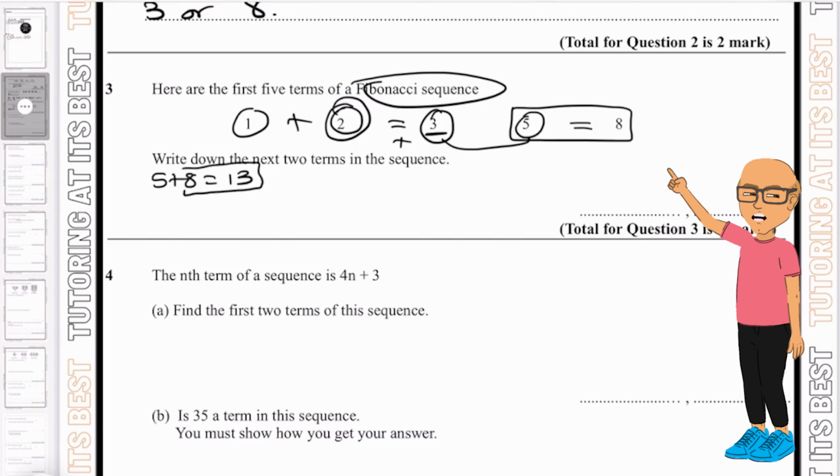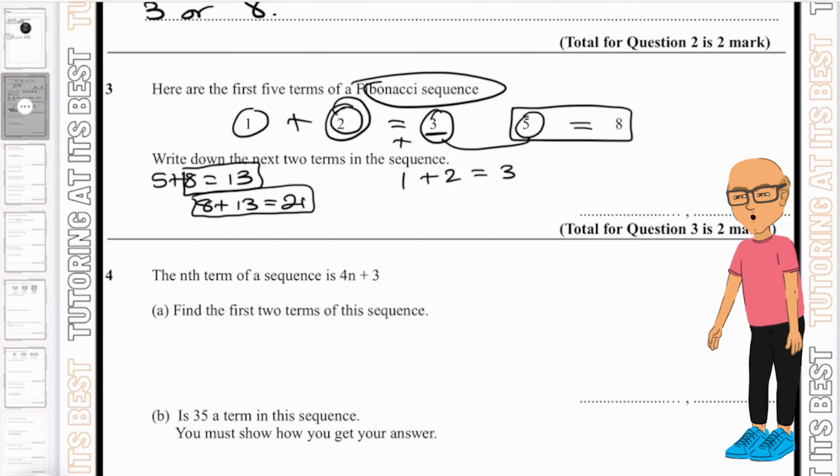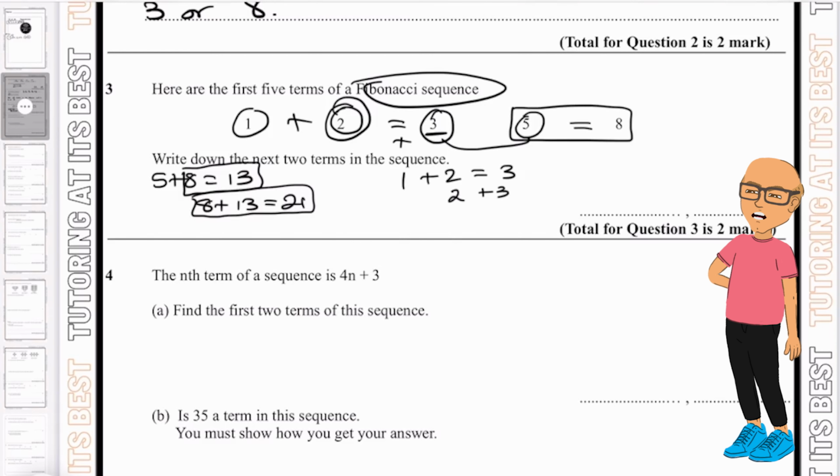And then we'll have 8 and 13, which will give us 21. So you can now see how this will go on and on and on. So just to recap, Fibonacci sequences is where you have your first number and your second number, which equals your third number. We will then have your second number and your third number, which equals your fourth number.